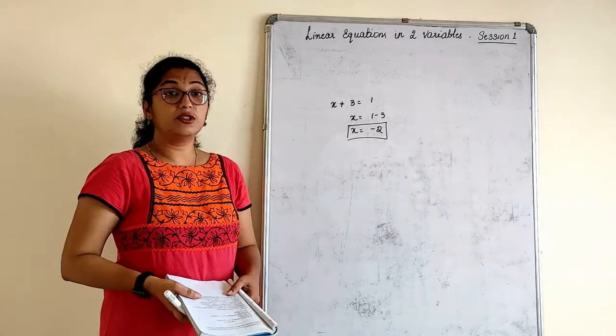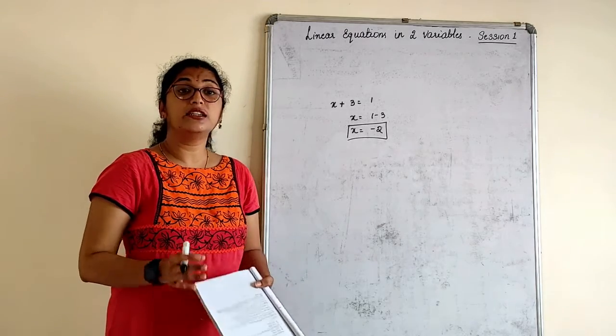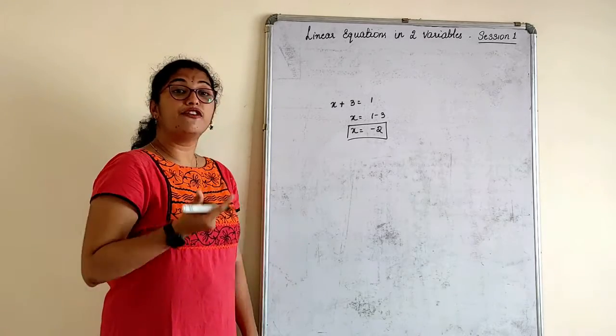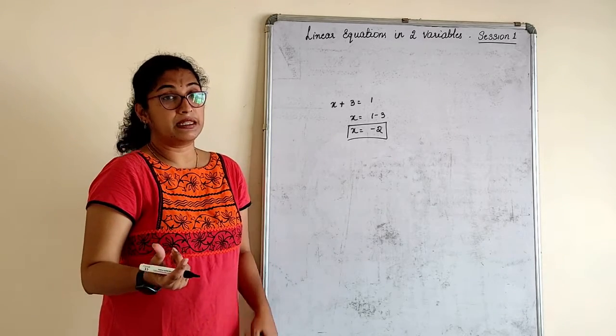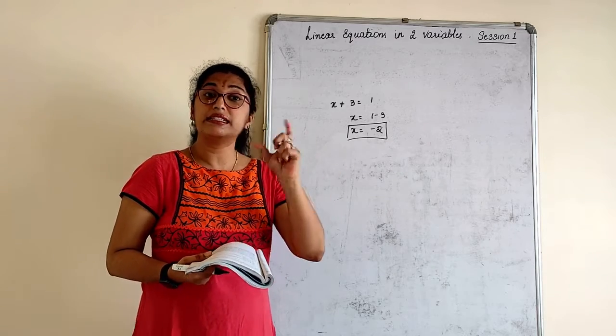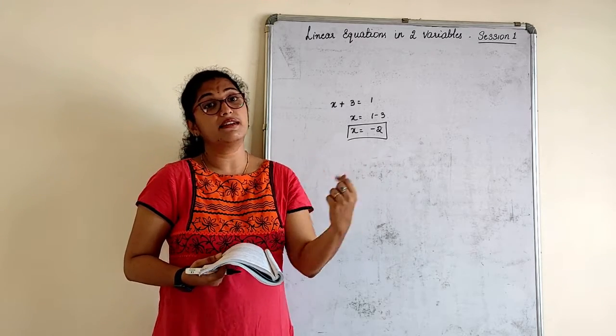So this was a linear equation with only one variable, either of x, y, z, any variable can be there. In 9th standard, you will study linear equations in two variables, and in 10th grade, you will study pair of linear equations in two variables. That means linear equations in two variables occurring simultaneously, twice. That is studied in the 10th standard.